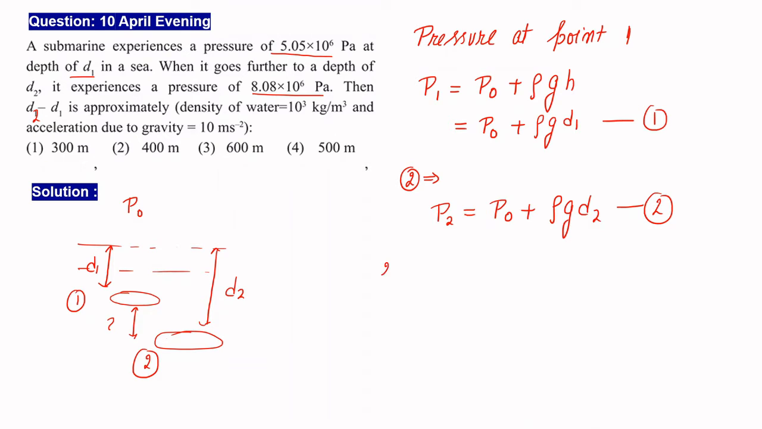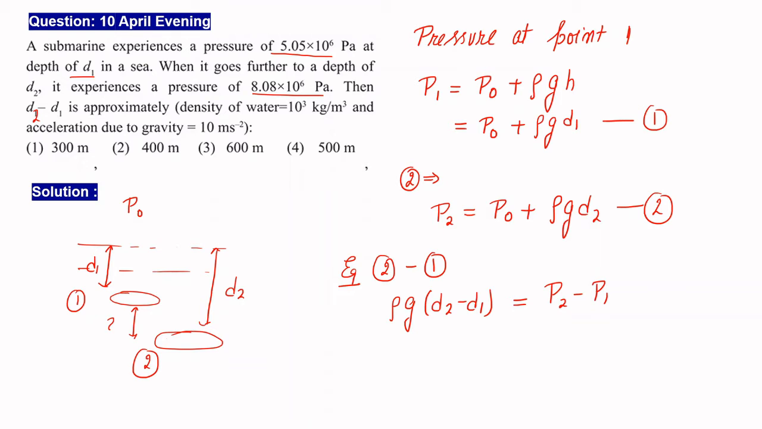So what you have to do? Equation 2 minus equation 1. If you do equation 2 minus equation 1, you get rho G (D2 minus D1). Rho G is the common term, and P0 and P0 are going to cancel out. So here you get P2 minus P1. Now you have to put the values of P2 minus P1.